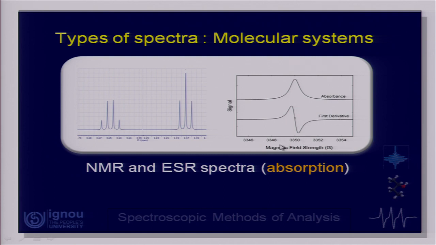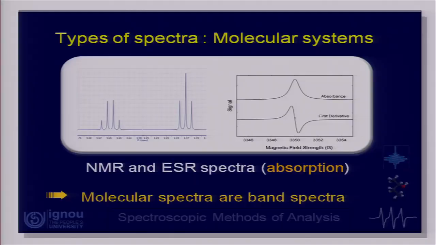But the point I want to bring home here is that in contrast to atomic systems, where there were line spectra, molecular spectra are band spectra. That is a basic distinction between the kind of spectrum I get in case of atomic systems and in case of molecular systems. Okay. Now, let us see what is the origin of these two kinds of spectra.